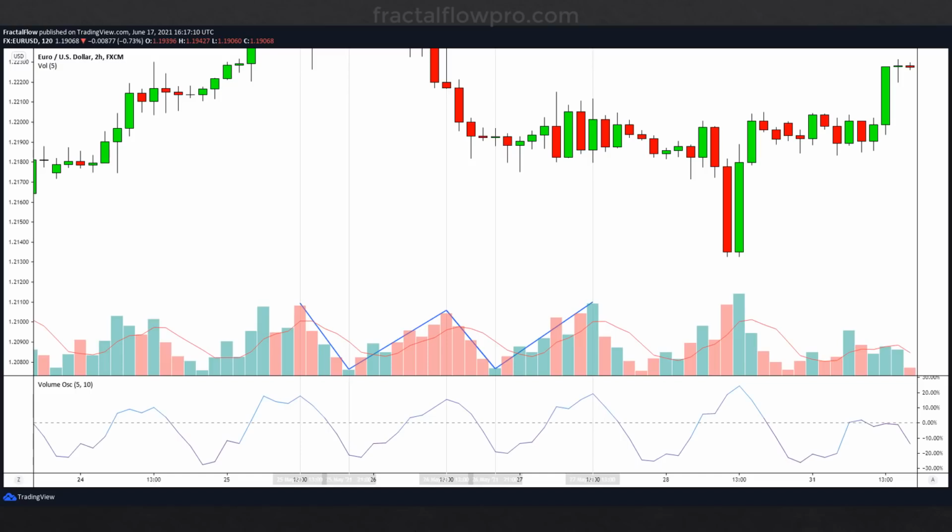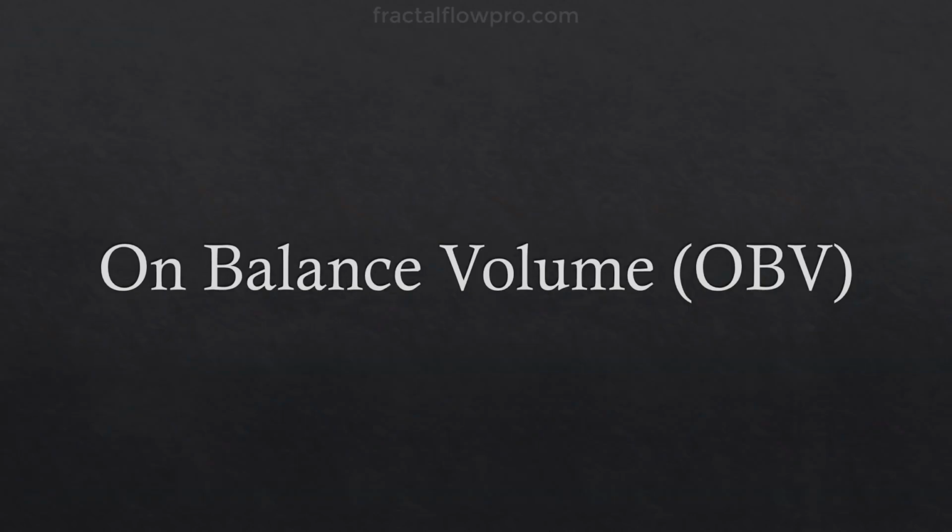In this chart, we can see how the volume oscillator captures the overall movement of the volume histogram with minimum lag. The highs and lows in the volume oscillator align with the highs and lows in the volume histogram, but the movement is a lot easier to observe in the volume oscillator. Next in line, we have an indicator called on-balance volume, or OBV for short.